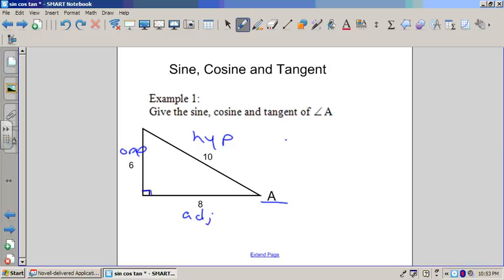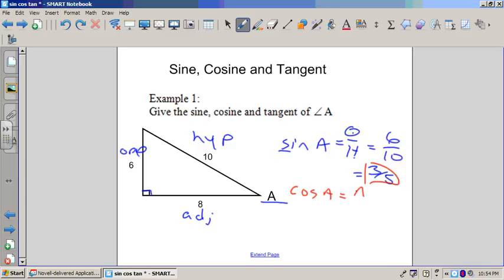I want to know what is the sine of A. Okay, well, the sine of A is equal to the opposite over the hypotenuse, some old hippie. Since the sine is the opposite over the hypotenuse, in this particular case, the sine is 6 over 10, which can be written as 3/5. The sine of A is 3/5. The cosine of A is the adjacent over the hypotenuse. In this particular case, it's going to be 8 over 10, which is 4/5.